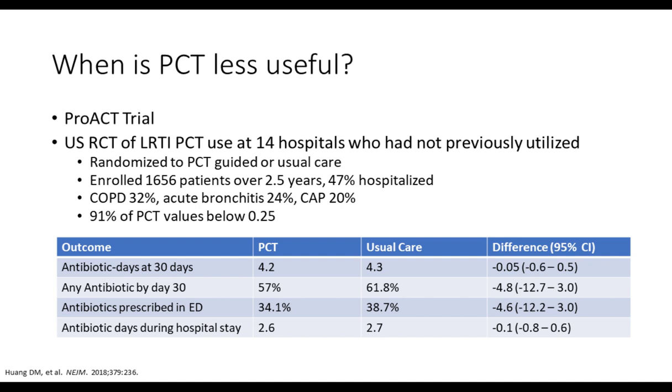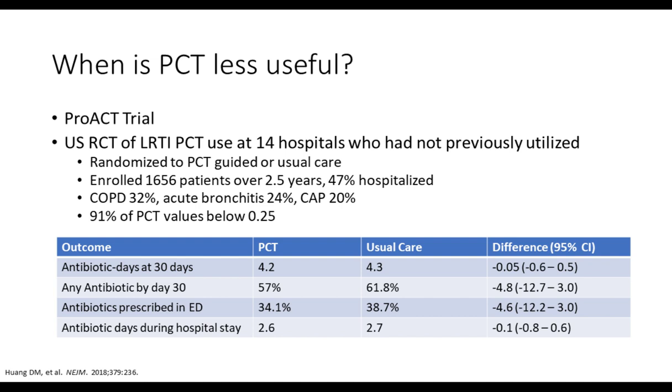91% of patients had a procalcitonin value less than 0.25, suggesting most of them didn't need antibiotics to start out with. They also enrolled a lot more of the non-severely ill and a low prevalence of community-acquired pneumonia compared to a number of the other trials I showed you.